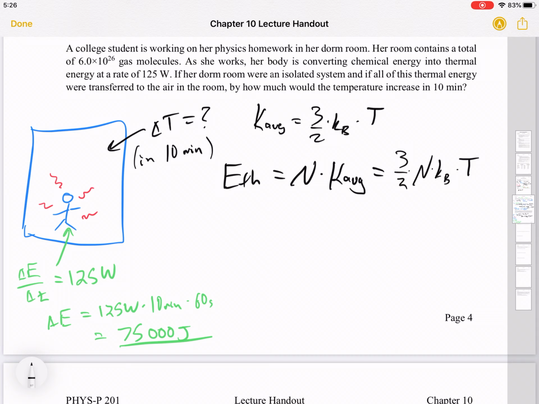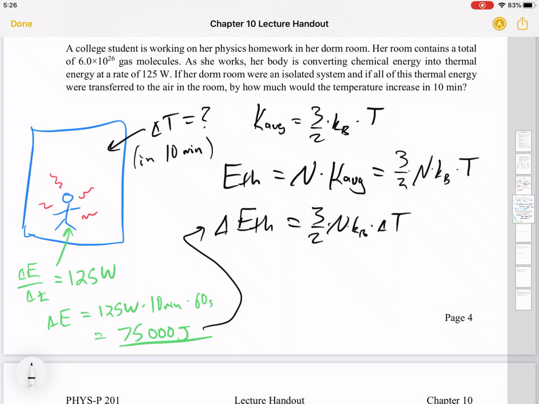So then you can say, I don't know the temperature of the room, I only care about a change. Well, the only thing changing on the right-hand side is temperature. The total number of molecules isn't changing, and everything else is a constant. So I can put a change on either side. The change in thermal energy of the room equals 3/2 N kB delta T. That's an expression I can use, because the change in thermal energy is exactly this 75,000 joules, and they told me the number of molecules in the room. So I can calculate this.